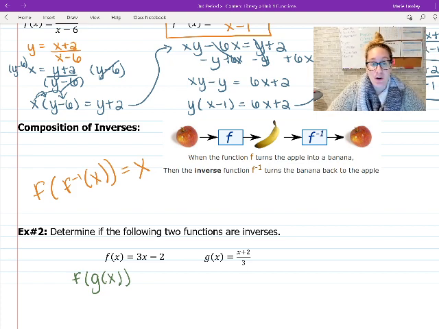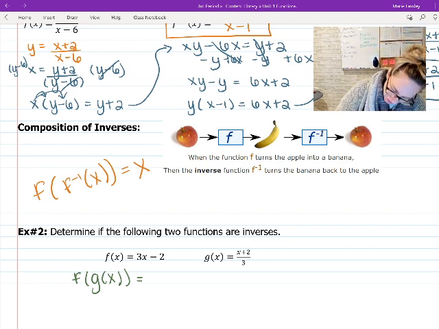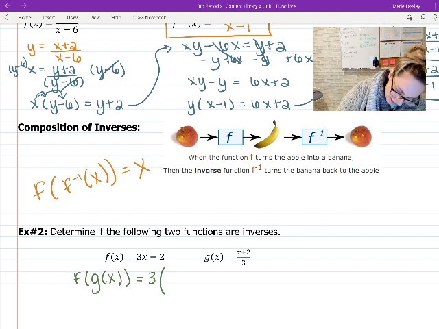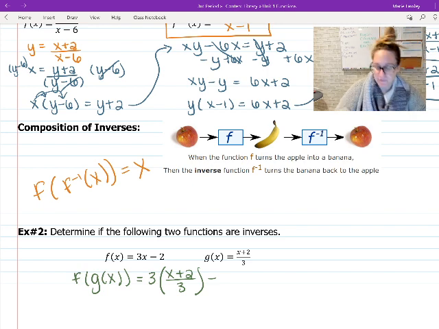Now, according to the apples and bananas principle up here, if I put g of x inside f of x and it simplifies to x, then these are inverses of each other. So let's see. Remember, everywhere I have an x in function f, because that's my outer function, I'm going to replace it with g of x, which is (x plus 2) over 3. So instead of 3x, I have 3 times (x plus 2) over 3, and then minus 2.